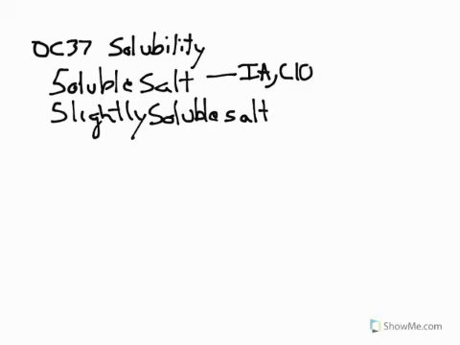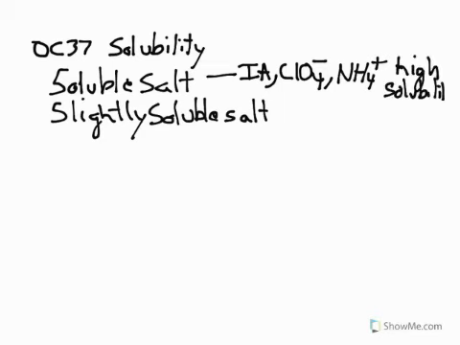Perchlorates, ammonia, salts. Okay, any salt that has any one of these in it is typically soluble to very high concentrations, maybe greater than 10 molar. So very high, highly soluble. Okay, so that's one type of salt.